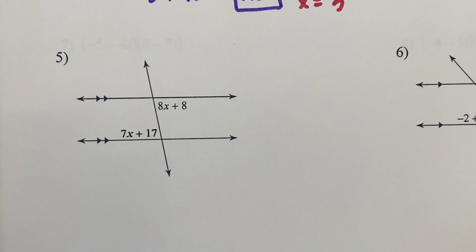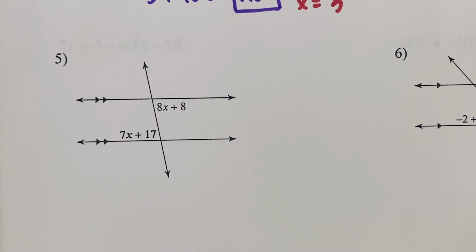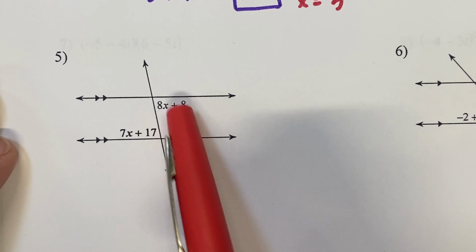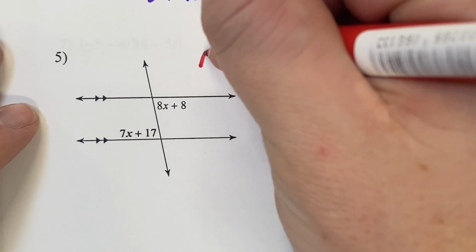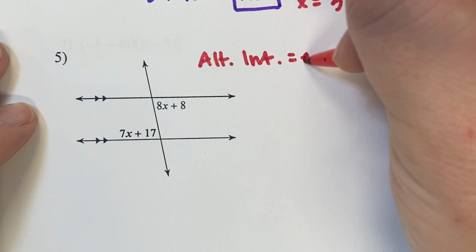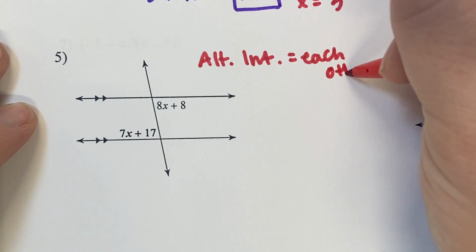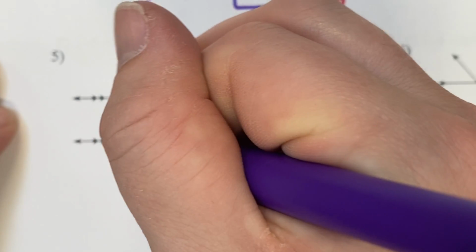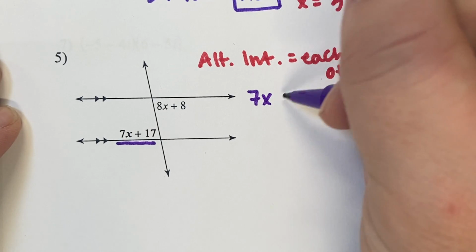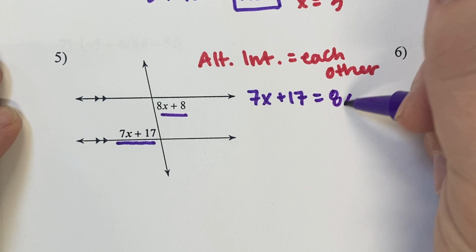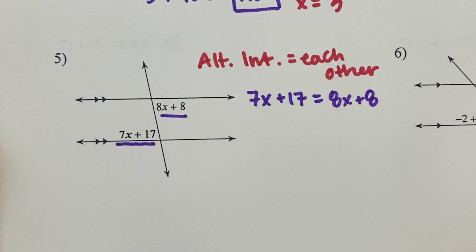Okay, number 5, relationship. I see that they're on different sides of my transversal again, and they're both on the inside of my parallel line. So these guys are alternate interior. Again, alternate exterior or interior equal each other. Okay, so let's go ahead and take the one below in bold, 7x plus 17, equal to that one, 8x plus 8.